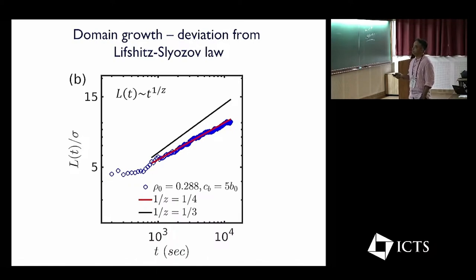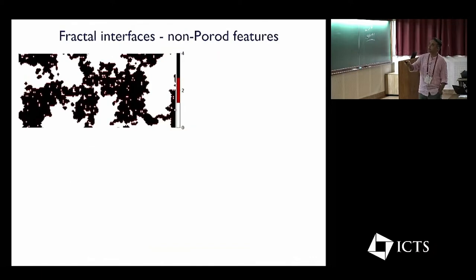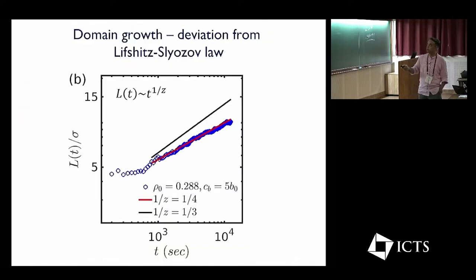We have changed the density of the colloids, and we also changed the density of the bacteria, and it seems to be very, very robust. So this exponent 1/4 remains 1/4 over a decade of bacterial densities. And we look at the structure. So that was about how the domain sizes grow in time. That is about the dynamics.